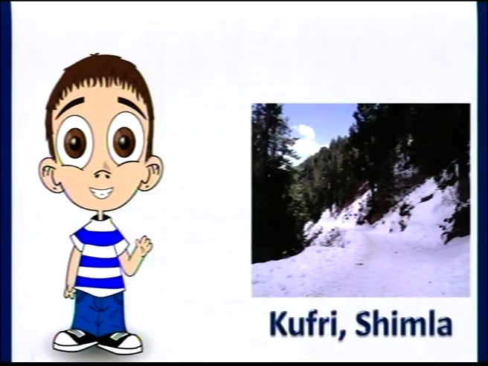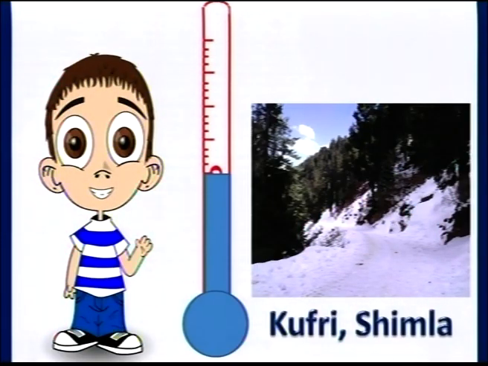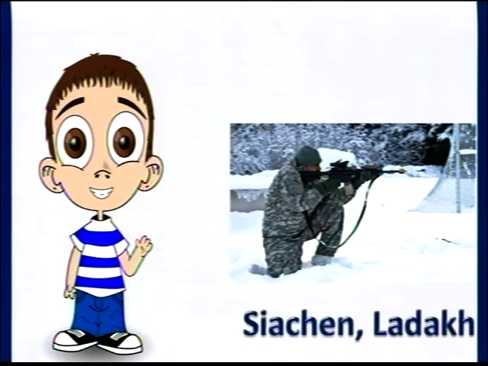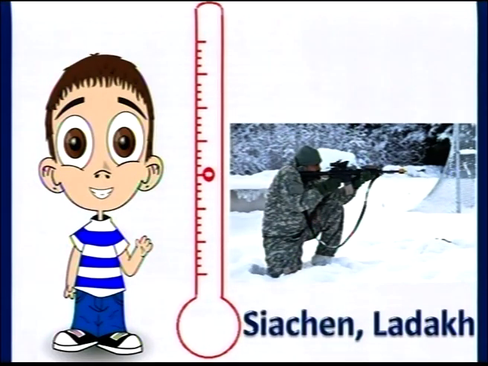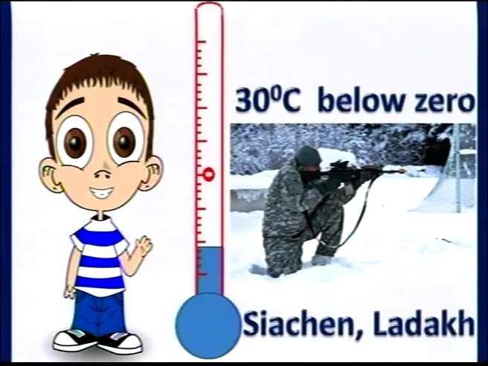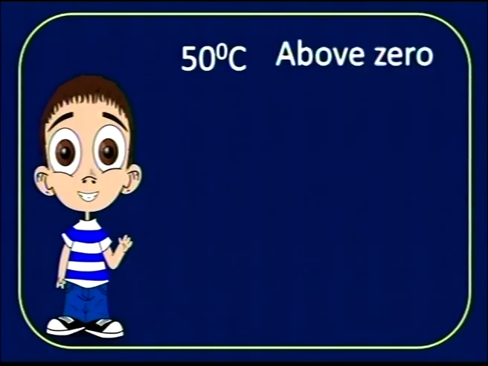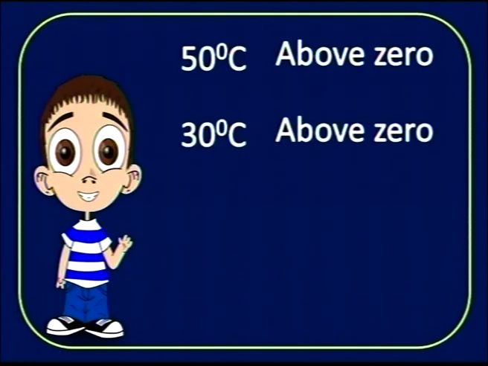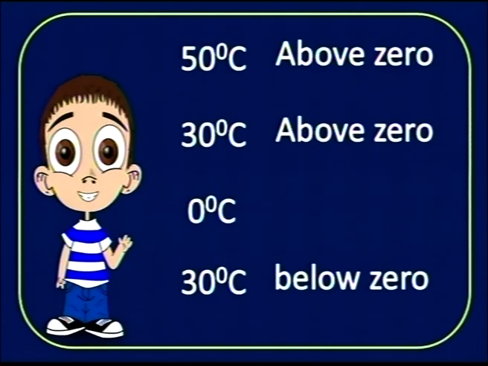And you can observe another place which is Kufri, Shimla. Here the temperature recorded is 0 degrees. And you can observe another place which is Siachen, which is in Ladakh. Here the temperature is recorded 30 degrees below 0. Okay children, now I have taken the first one as 50 degrees centigrade above 0, the second one 30 degrees centigrade above 0, the third one 0 degrees centigrade, the fourth one 30 degrees centigrade below 0.